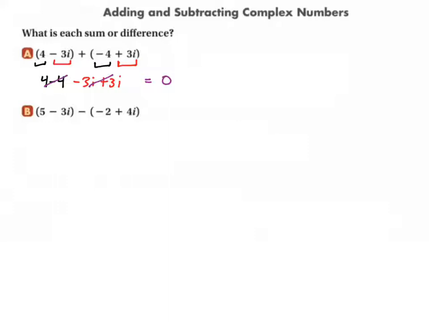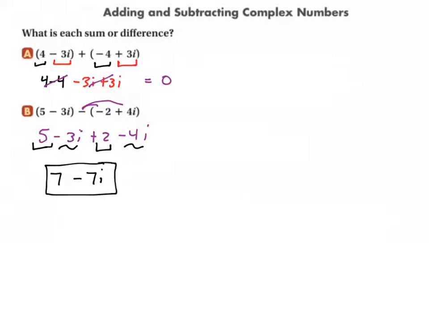Question B, same idea. But first, we're going to go ahead and distribute this throughout this quantity. So we've got 5 minus 3i plus 2 minus 4i. So the idea is essentially let's combine some like terms. We've got 5 and 2 are going to become 7. And then we've got -3i and -4i become -7i. And this is our answer. We're treating the i kind of like a variable x in this case, as we would normally for right now.